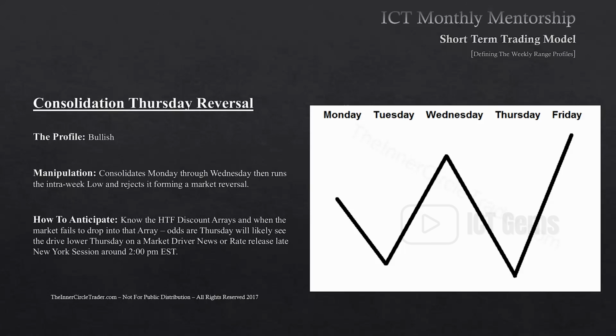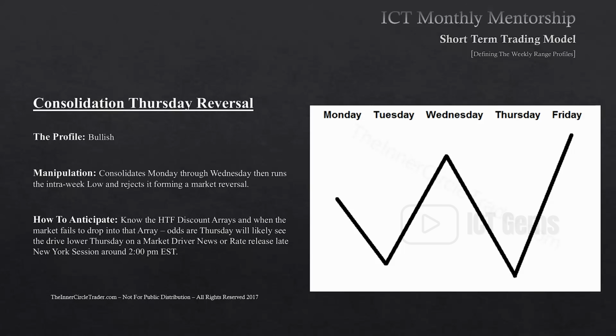How to anticipate this is you have to know the higher time frame discount arrays, and when the market fails to drop into that array, odds are Thursday will likely see the drive lower on a market driver, news and or rate release late New York session. And this is typically around 2 o'clock Eastern Standard Time, or 2 p.m. New York time.